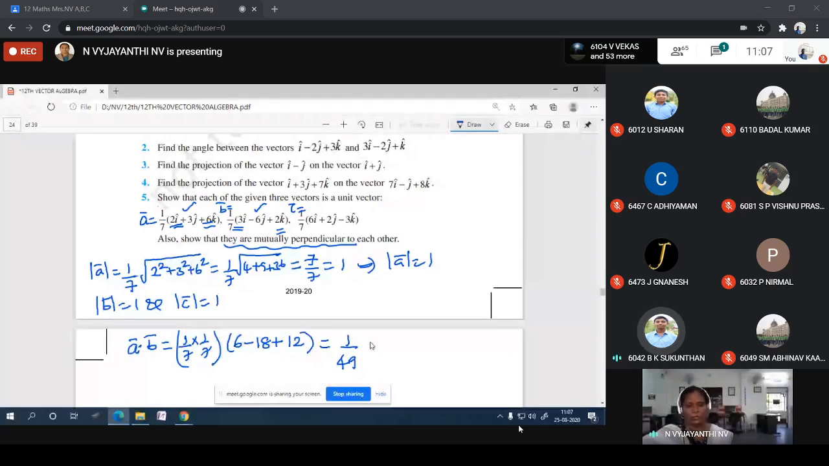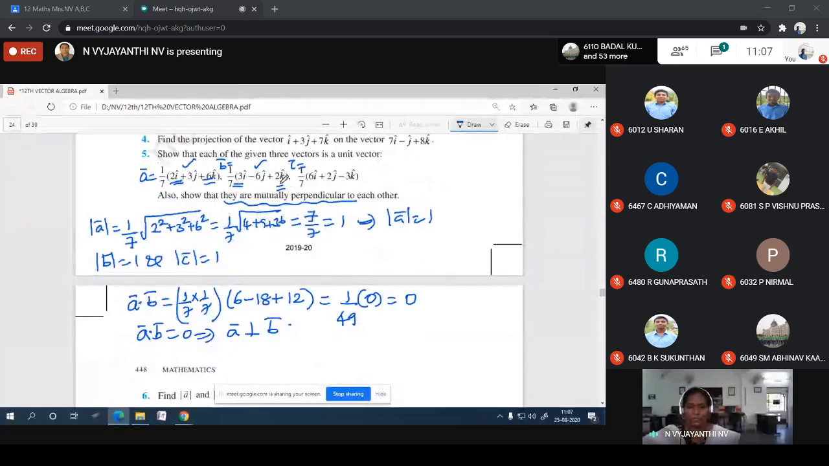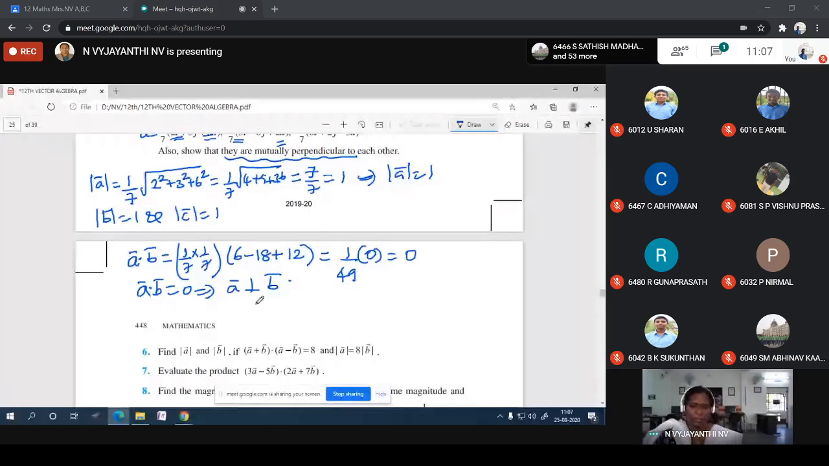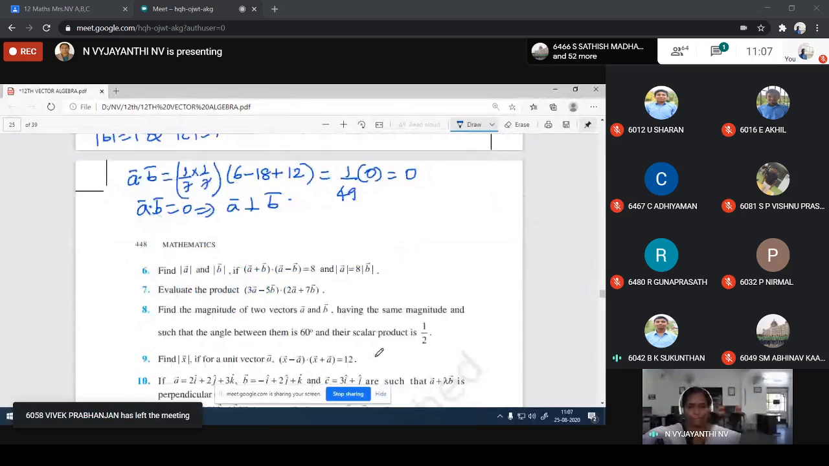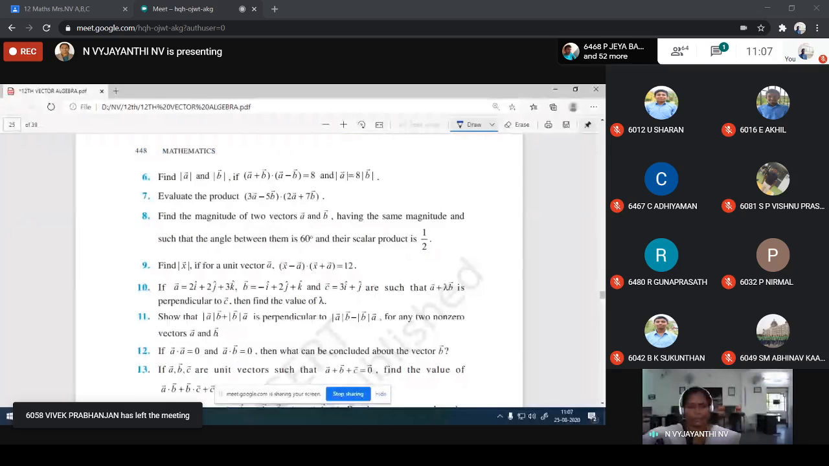So A dot B equal to 0 means what? Theta is 90. A vector is perpendicular to B. Here, A and B are non-zero vectors. So if the dot product is equal to 0, then it means that A vector is perpendicular to B vector. Got it? Yes, ma'am. Okay. Sixth sum.